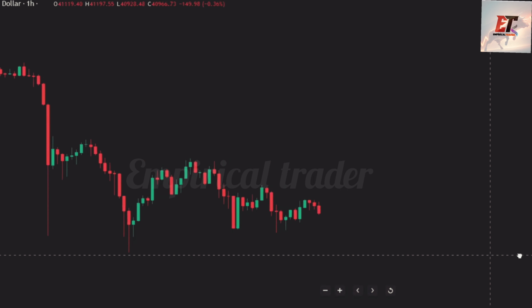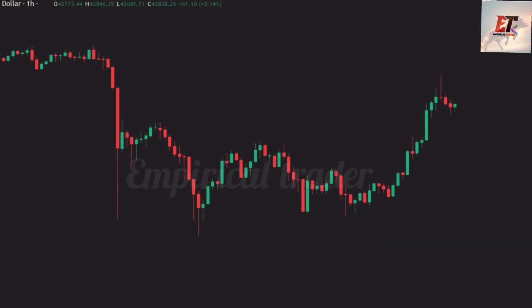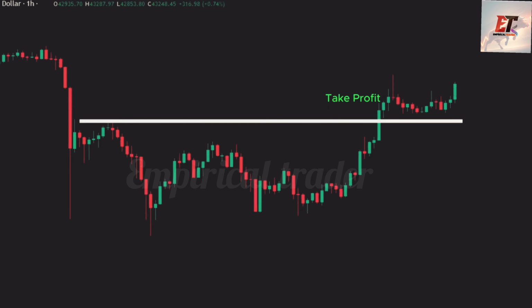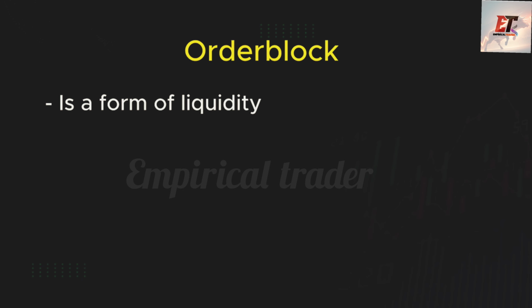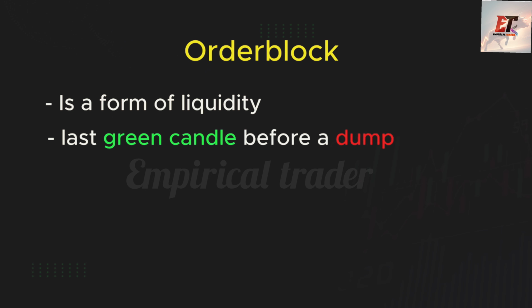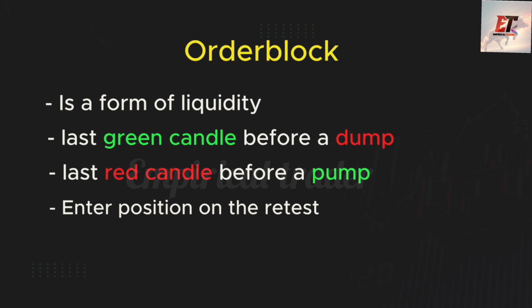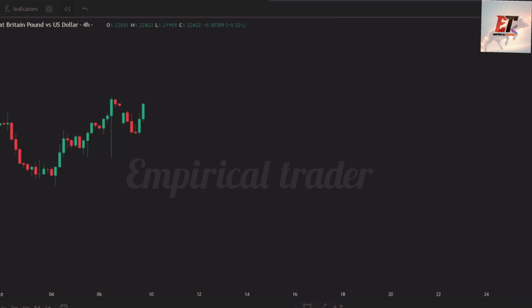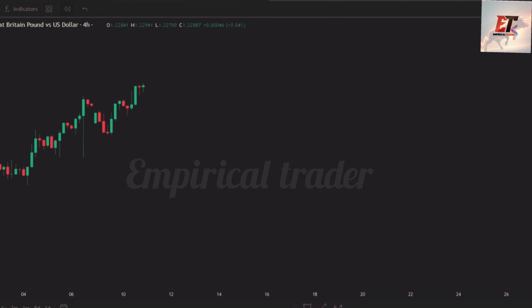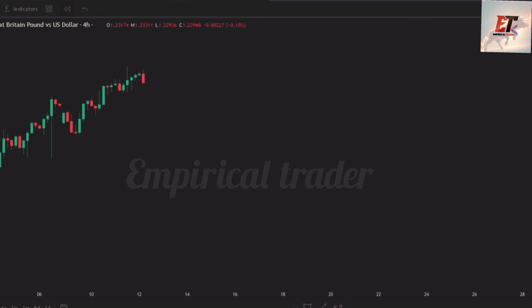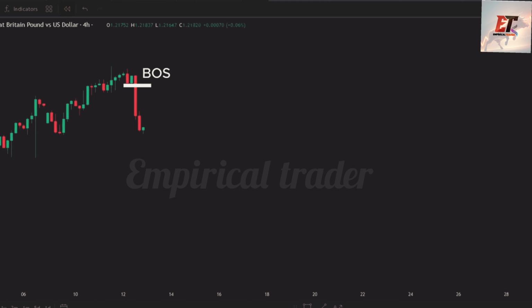The order block is also a form of liquidity. The order block is defined as the last green candle before a dump, or the last red candle before a pump. We mark the zone, and wait for price to retest and fill the liquidity, the moment where we can enter our position. Price following an uptrend, then breaks structure. The last green candle before the dump is the order block, which is this one. We mark the zone and wait for price to retest.